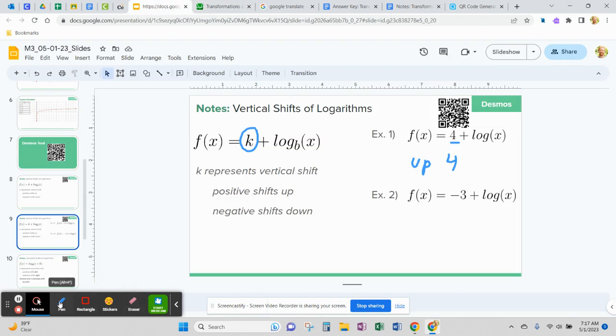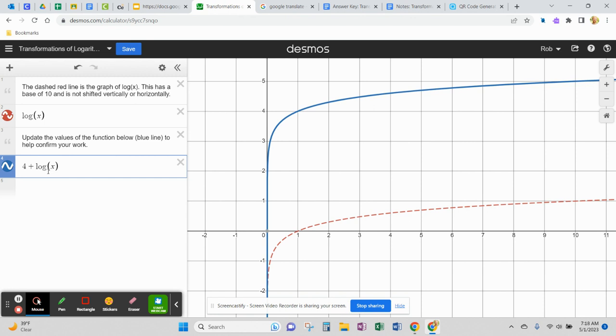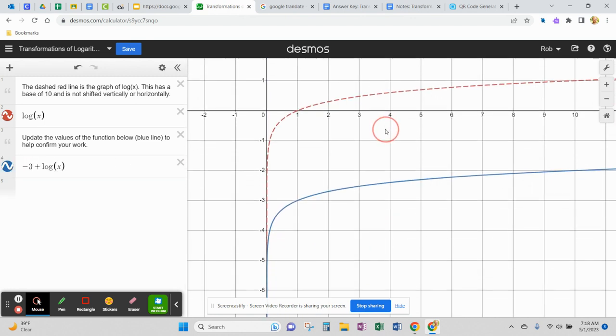Similarly, if we look at example 2, we have -3 as our k value, so that's going to go down 3. If we look at our Desmos graph and plug that formula in, so change that 4 to a -3, I'll slide my thing down and we can count, yeah, we shift down 1, 2, 3 spots.